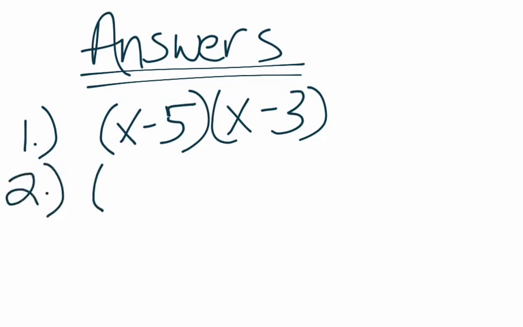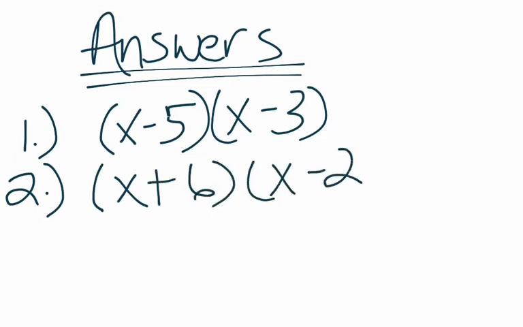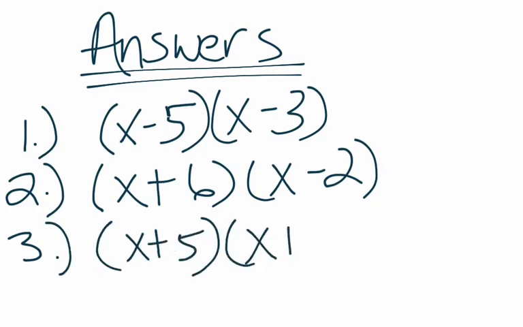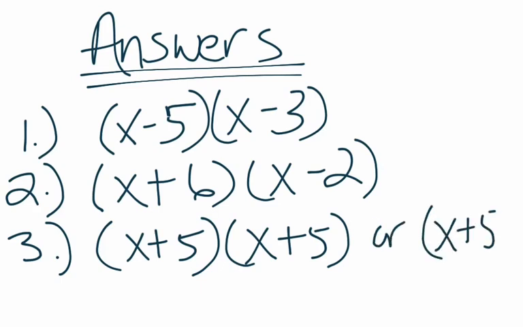The second one is x plus 6, x minus 2. And the third one is x plus 5 times x plus 5, or you might write it x plus 5 squared, because that's what it is to multiply something by itself. And that concludes our first lesson on factoring trinomials.